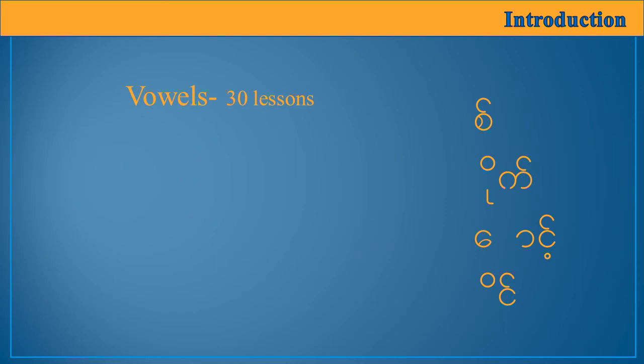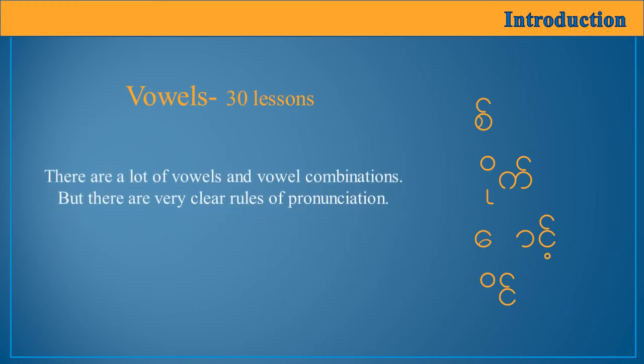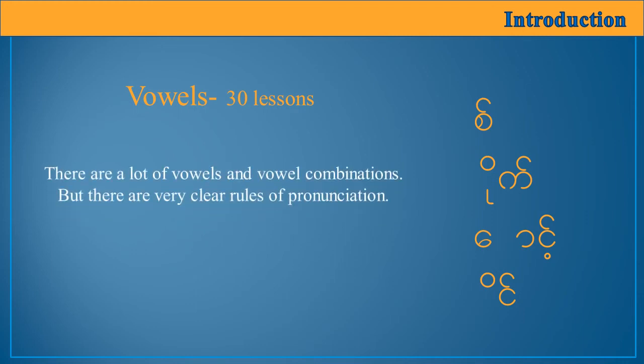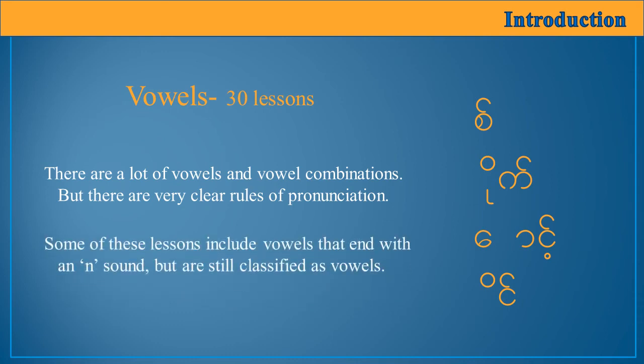Okay, now we get to the bulk of the lessons, and that is the vowels. Look here on the right. Here's an example. 4 different vowels right here. It's not just one symbol. Sometimes they can be combined. And it's true, there are a lot of vowels and vowel combinations to learn. But there are very clear rules of pronunciation. So it just comes down to learning them. Some of these lessons also include vowels that end with an N sound. Kind of unusual as English speakers, but they're still classified as vowels. So that helps to explain why there's so many of these lessons.